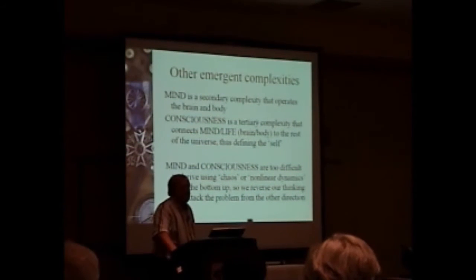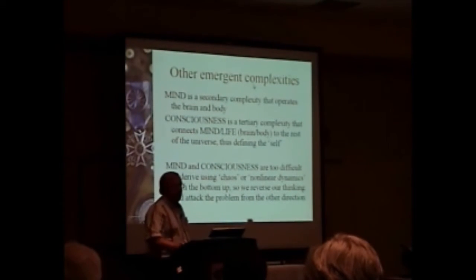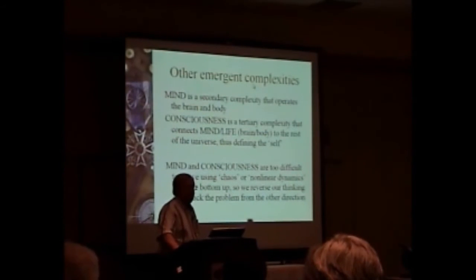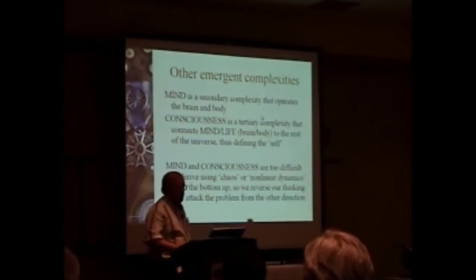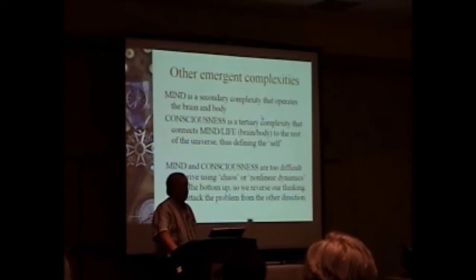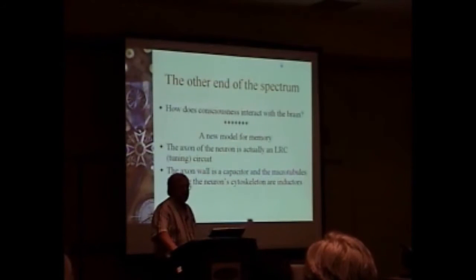There are other emergent complexities. That's one research initiative. The other emergent complexities are mind. Mind is a secondary complexity that operates the brain and body, and then a tertiary complexity called consciousness connects mind, life, or the brain and body in 4D space-time to the rest of the universe, thus defining itself. Now, mind and consciousness are far too difficult to derive using this chaos or nonlinear dynamics model from the bottom up, so we reverse our thinking and tackle the problem from the other direction.